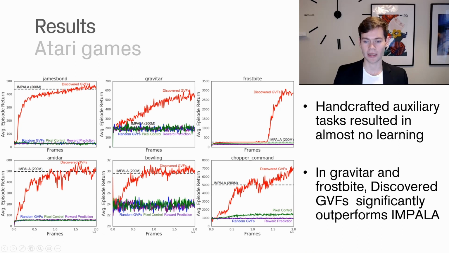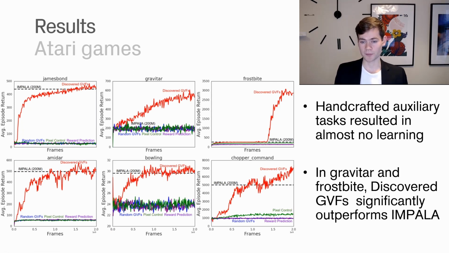So we can see for all of them that we tend to have a mix of the green, purple, and blue lines that indicate these various auxiliary task choices, significantly below the discovered GVFs. And in addition to this, maybe the most interesting result on this graph is that for Gravitar and Frostbite, the 2 games to the top right here, we actually notice a significant outperformance of the discovered GVFs in comparison to just the Impala algorithm. So here we actually outperform the standard algorithm that you might come to use in a situation like this. So those results are quite interesting.